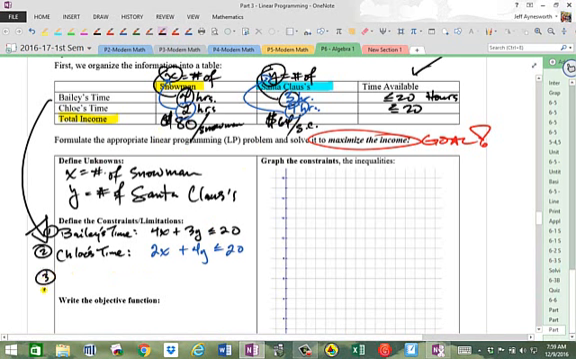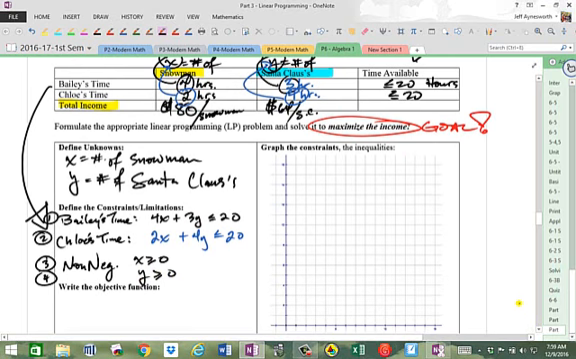So my additional constraints are called non-negative constraints. x can't be negative, so it's got to be greater than or equal to 0. And y can't be negative, so it's got to be greater than or equal to 0. So we have to graph these 4 constraints to maximize our income.